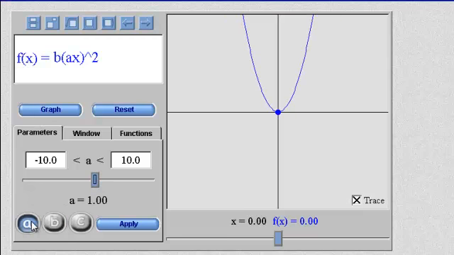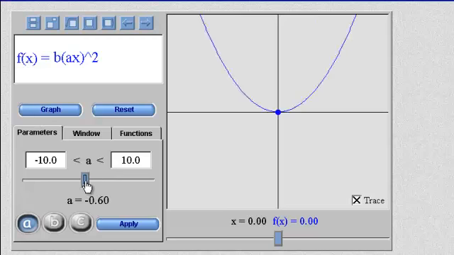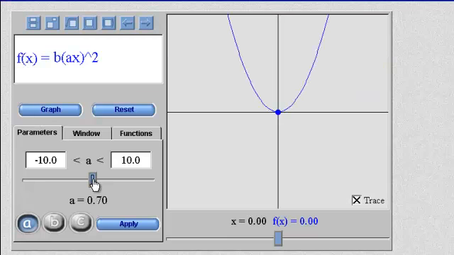Now let's look at A. A is on the inside. Let's watch what happens as he changes from positive to negative. We don't really see much. What's happening is he's reflecting across the y-axis. And if he reflects across the y-axis, I don't see anything on this one because he is symmetric to the y-axis.